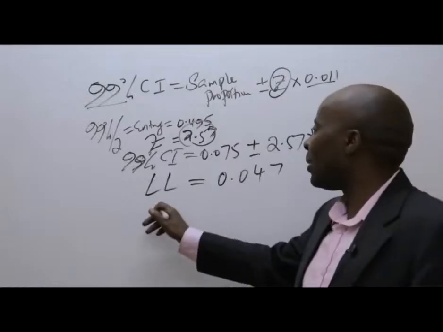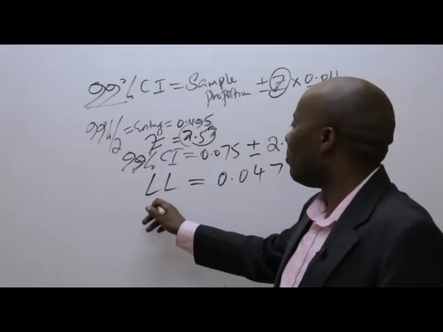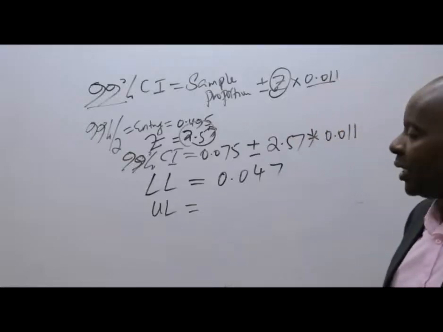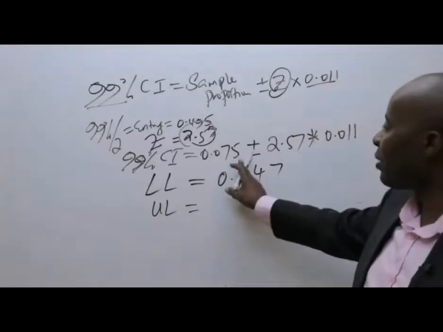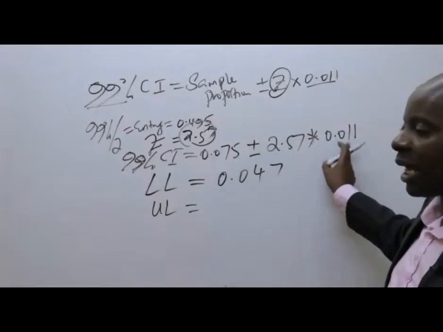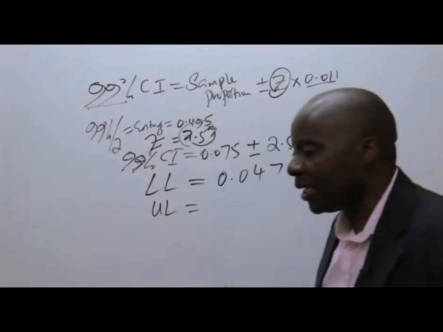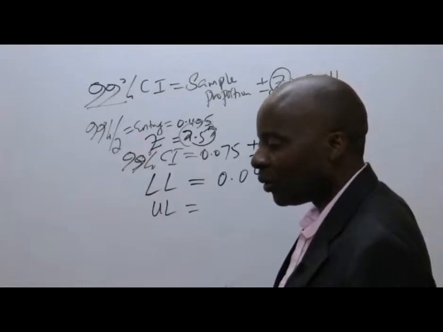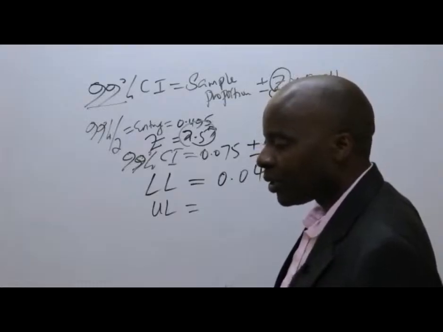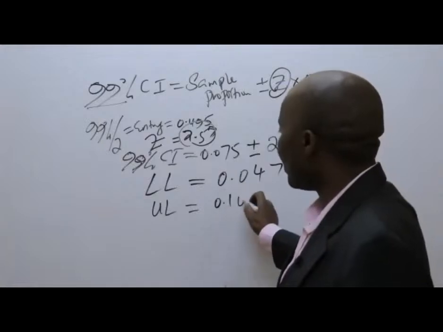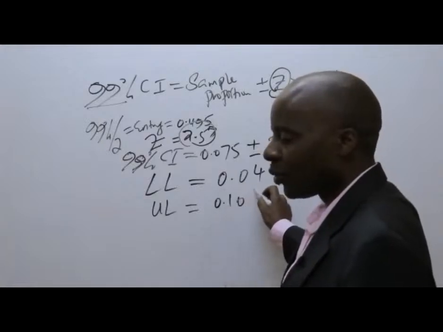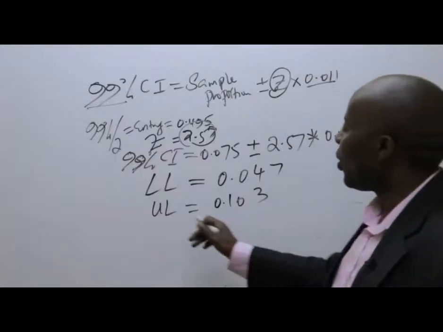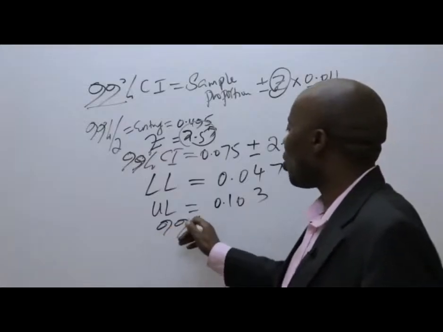How about the upper limit? For the upper limit we add: you take 0.075 plus 2.57 times that. And according to Lokai, we have 0.103.